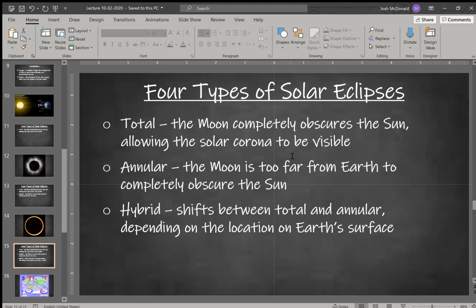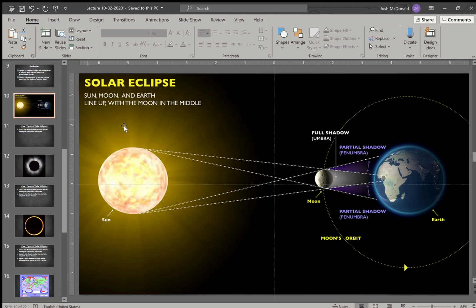And so what's happening during a hybrid is the eclipse is shifting between total eclipse, so meaning completely obscured, you can see the corona, and annular, where it's not completely obscured and you see the outer edges of the sun's disk. And it really depends on your location on the Earth's surface. So let's go back to this graphic here. So you see the difference between the umbra and the penumbra. Your view of the eclipse, your perception, is going to depend on where you are on Earth's surface.